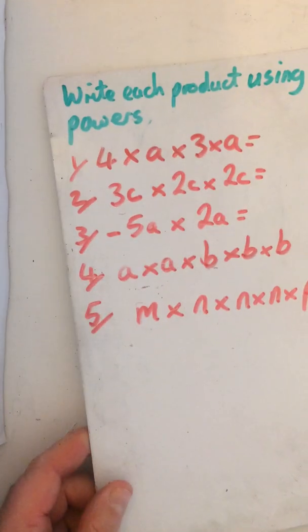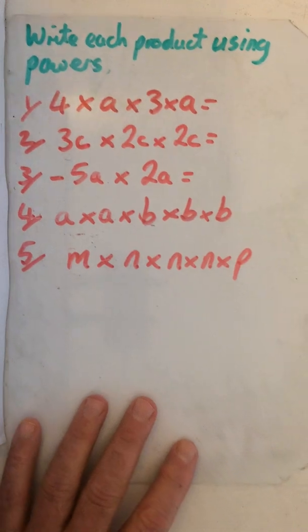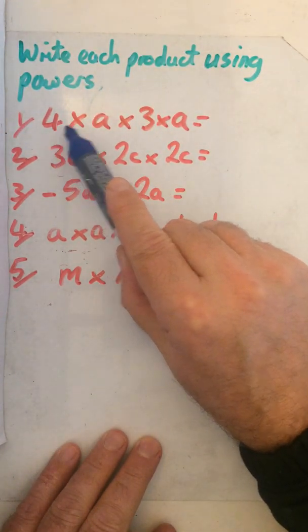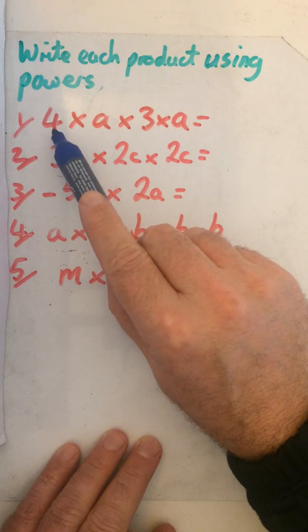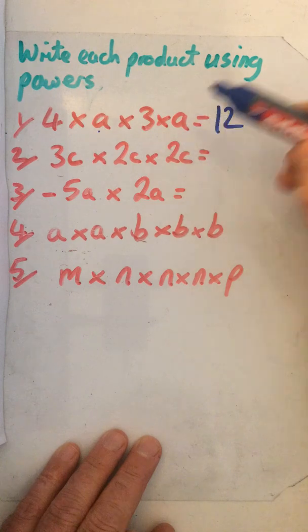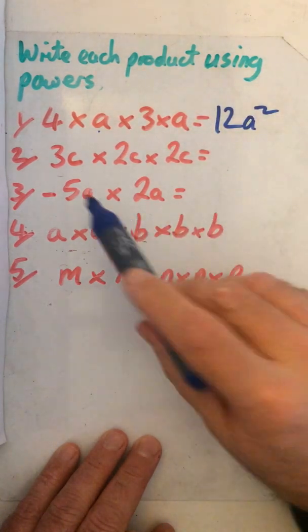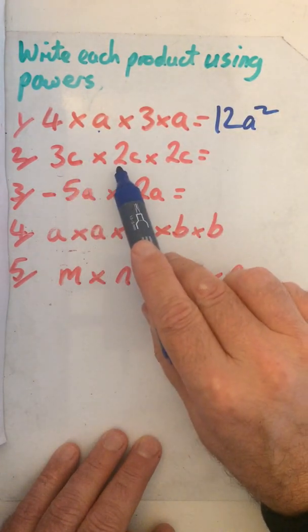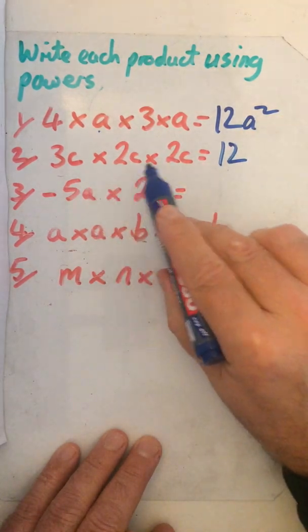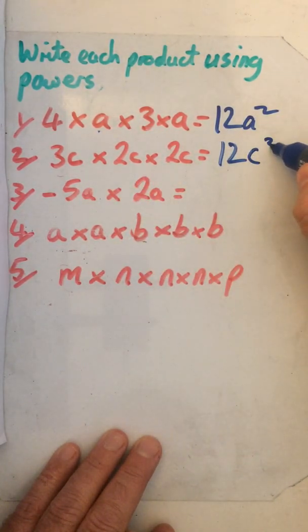Okay, let's go on to the next ones. I think this one was probably the easiest, isn't it? So we could do the numbers first because we're putting them into powers, we're simplifying them. 4 times 3 is 12. A times A is A squared. Then 3 times 2 is 6, times 2 is 12, another 12. C times C times C is C cubed.